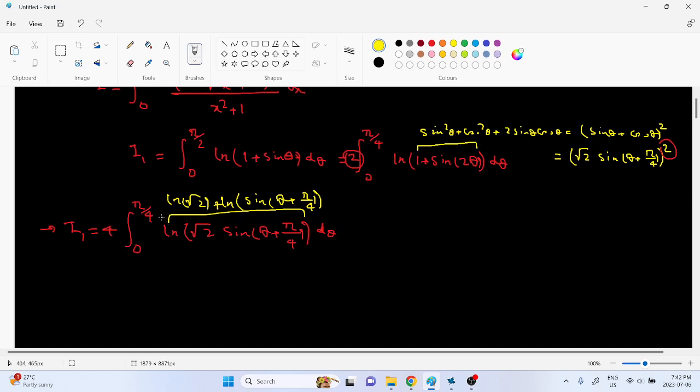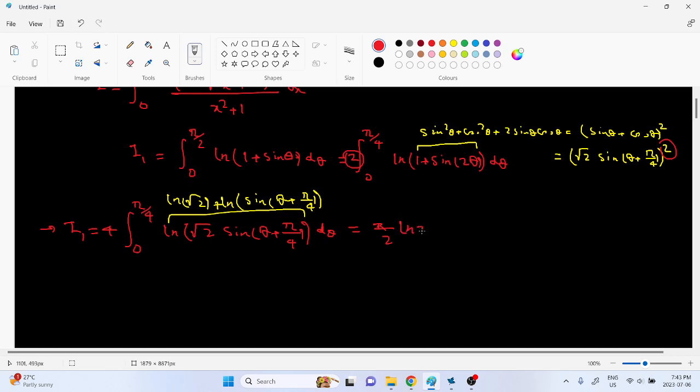The value that we get from the integral of just ln of square root of 2 from 0 to pi by 4 is just pi by 4 times ln of square root of 2, and then there's a factor of 4 outside the integral. If we include them all, there's a 4 and there's a pi by 4 and there's a ln of square root of 2, which we can write as half of natural log of 2, and finally we get pi over 2 times natural log of 2.